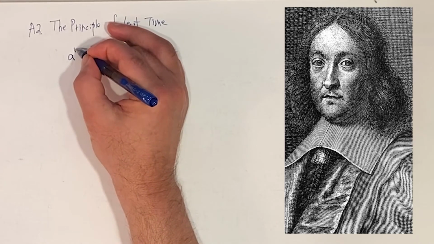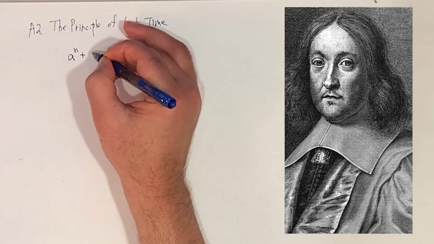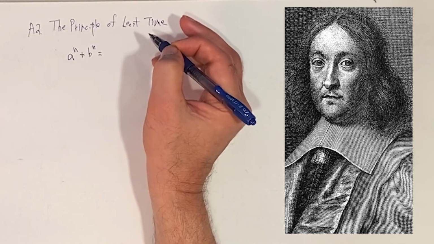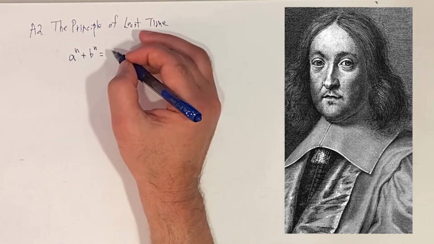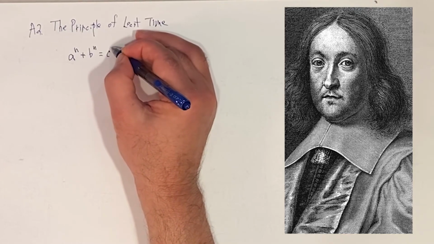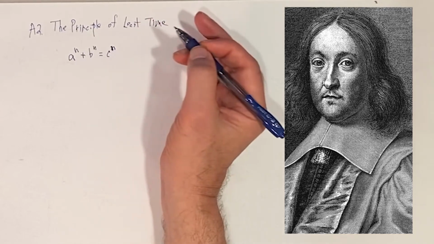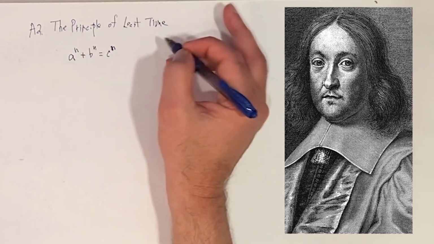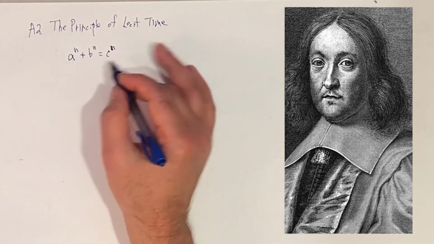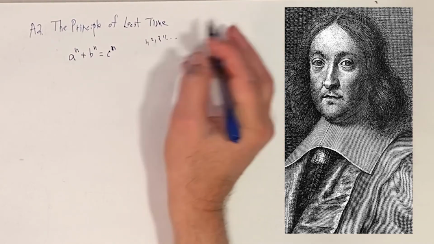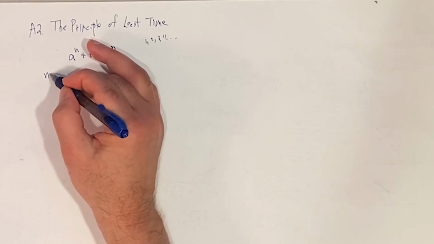The famous equation, Fermat's last theorem. Now this guy is living in the 1600s, so we're, say, around 1650. He's saying that if you have positive integers for everything, 1, 2, 3, 4, like that, this is only going to work if n is equal to 1.